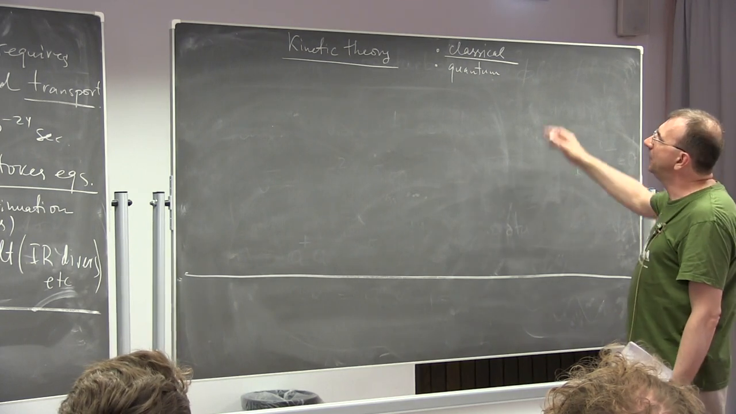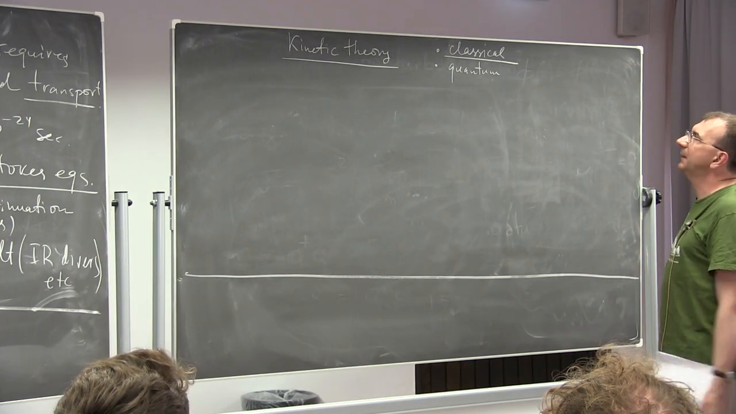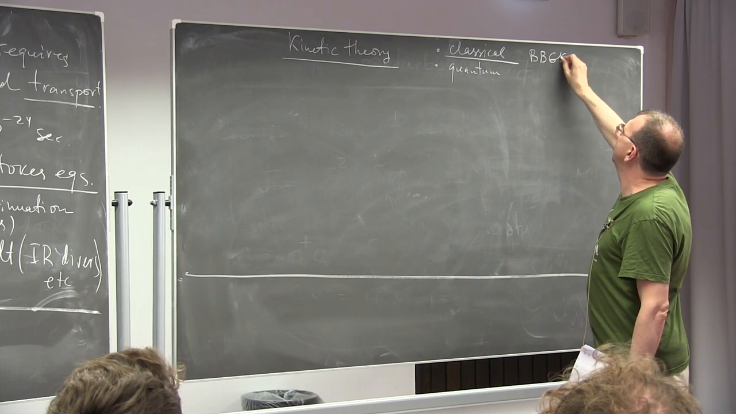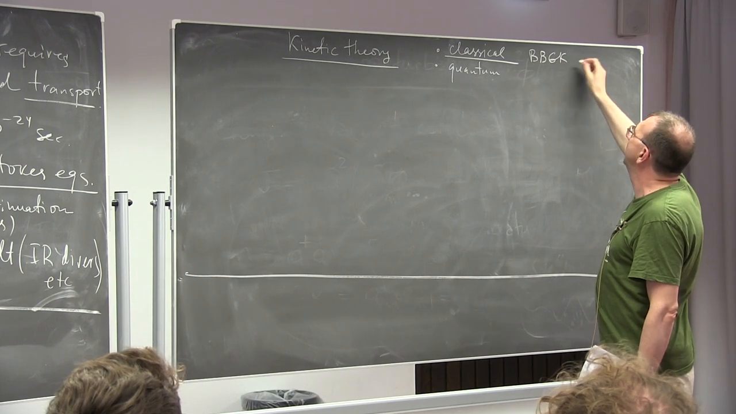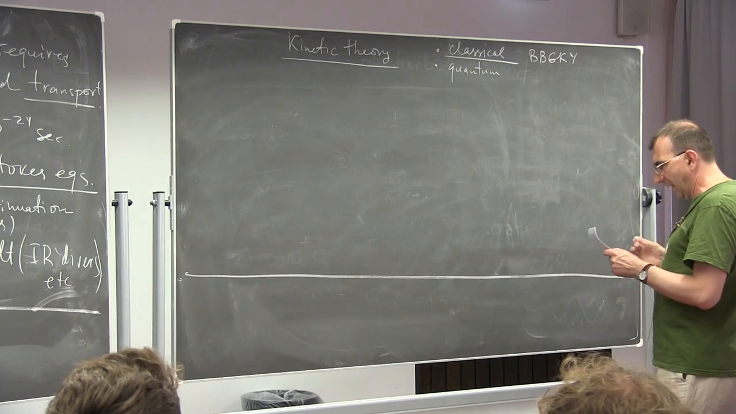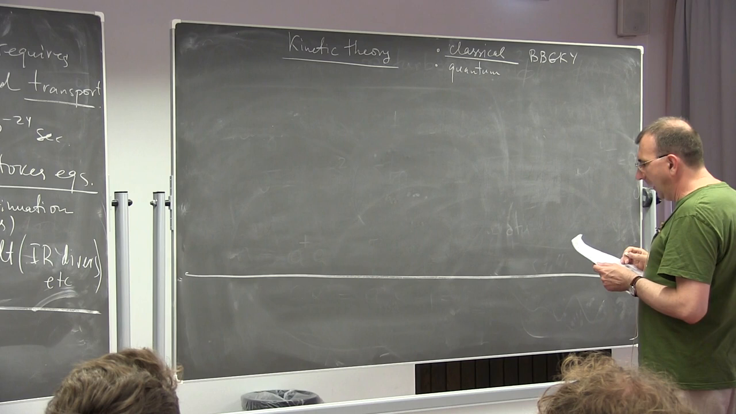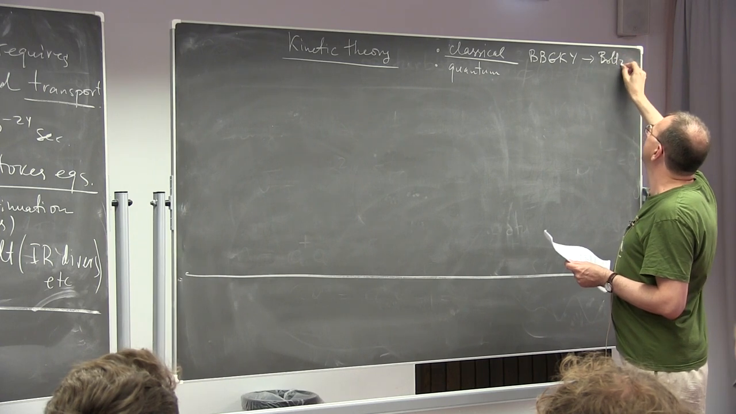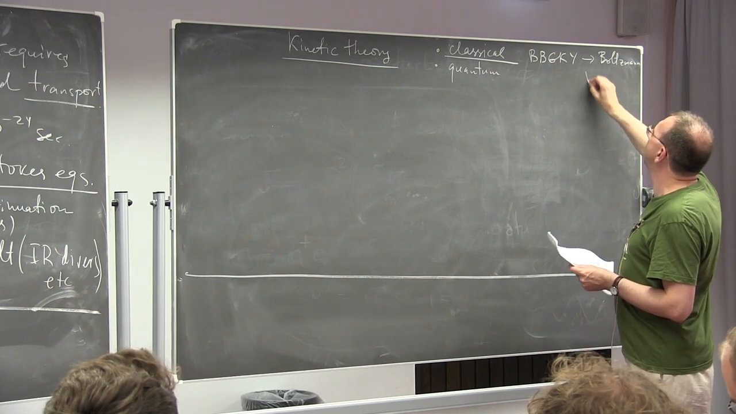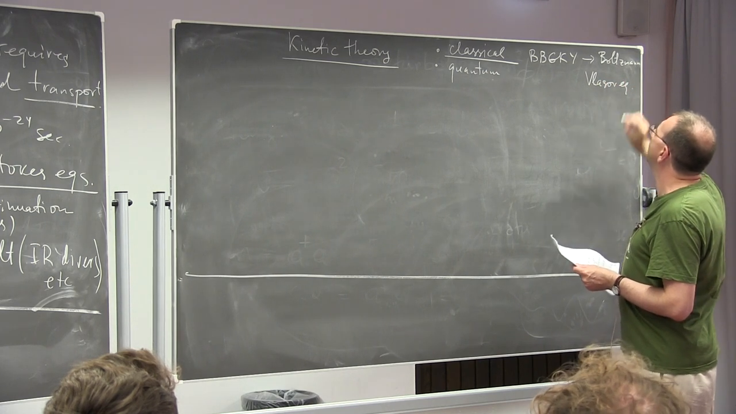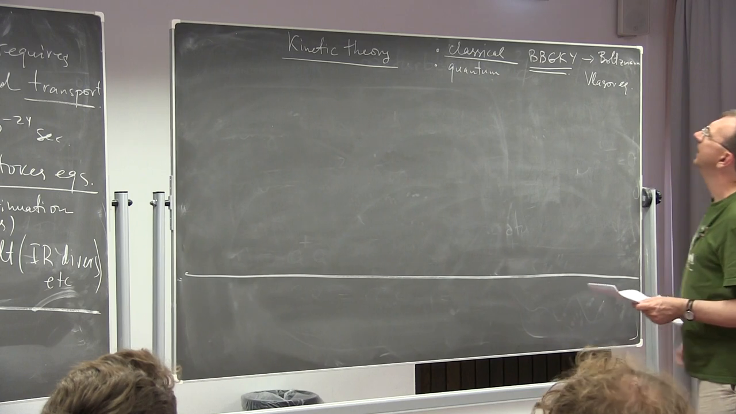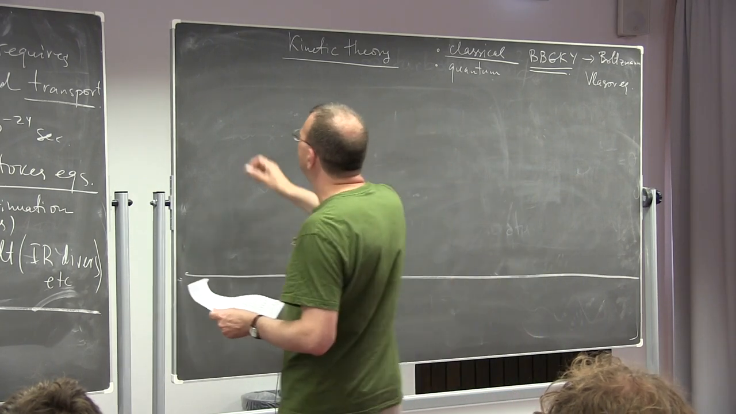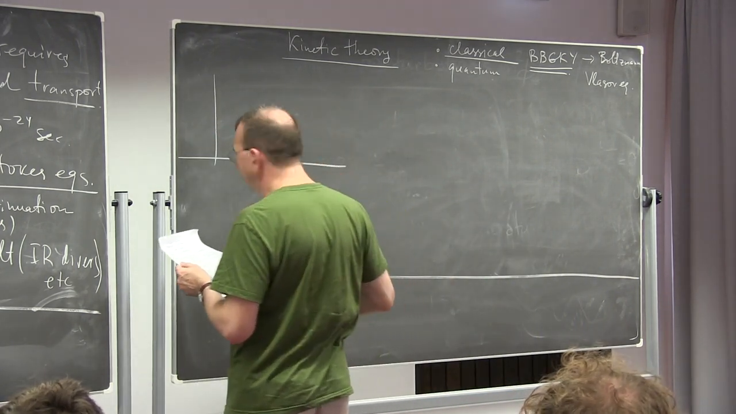So, one of the tools in classical kinetic theory is the so-called Bogolyubov, Born, Green, Kirkwood, Yvon chain, and equations which follow from it. So for example, Boltzmann equation, and to some extent, Vlasov equation, they can be derived from this BBGKY hierarchy, sometimes called a chain. So let me just remind you how this whole thing is derived.